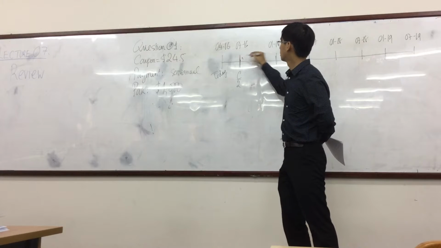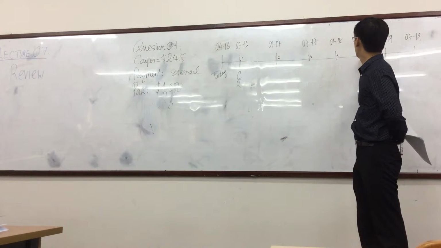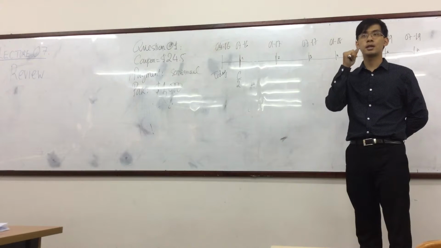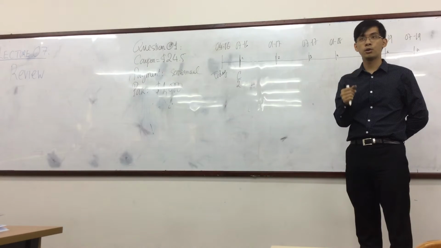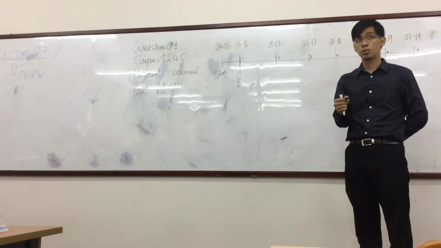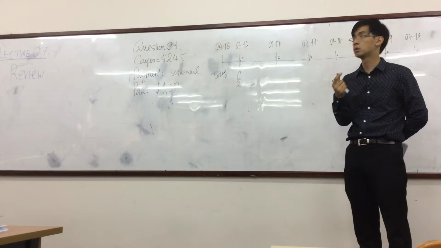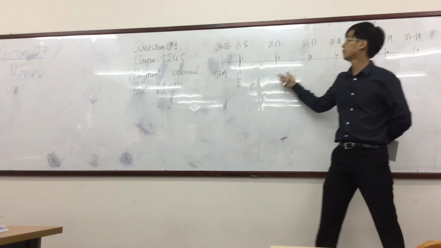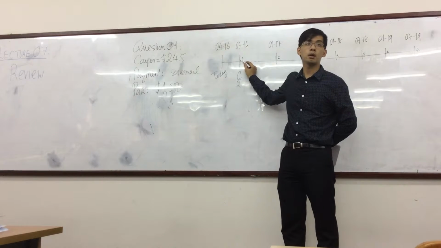1, 2, 3, 4, 5, 6, and 7. This is 7 what? Semi-annual periods. Okay? 7 half-years. Half of a year. Now the point here is, is this one considered to be the first period?